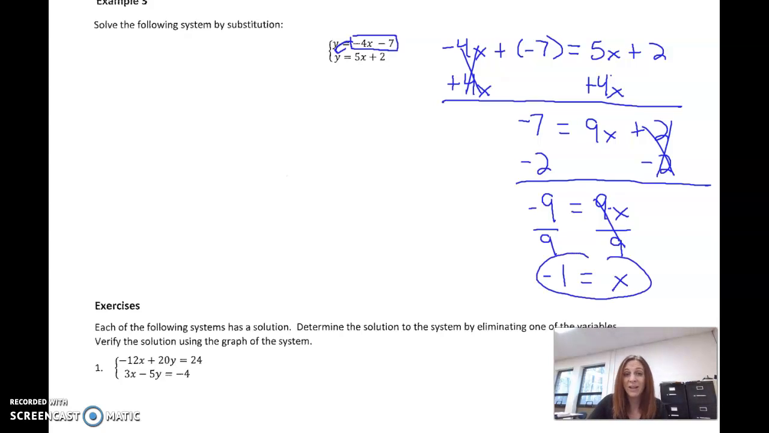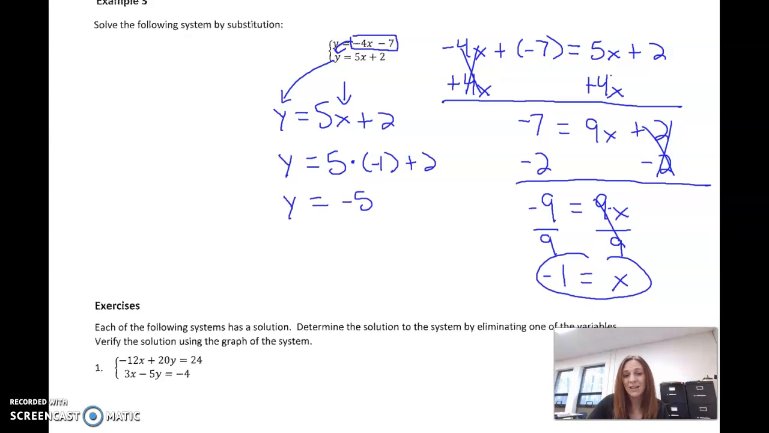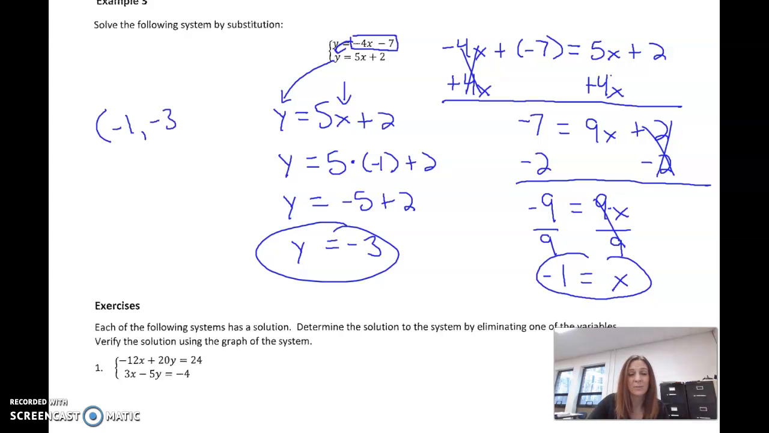Now we got to know our y value, and you can use either one, okay? I'm just going to use the second one here. Either equation works. X is negative 1, so I'm going to plug that in there. I'm going to substitute it in for x, and I'm going to get y equals 5 times negative 1 plus 2. That's negative 5 plus 2. That's negative 3. Okay, so you can write it like this, or you can write it as an ordered pair.